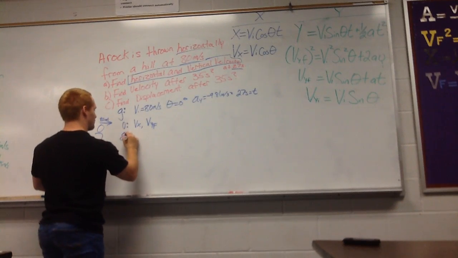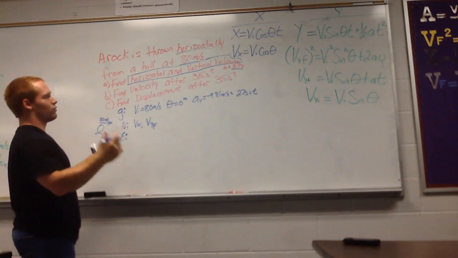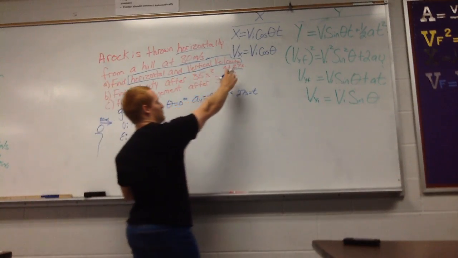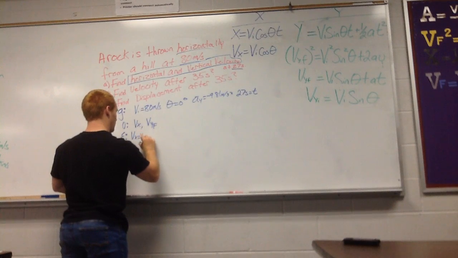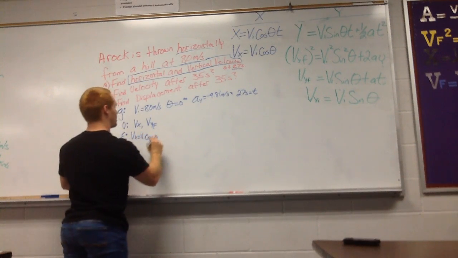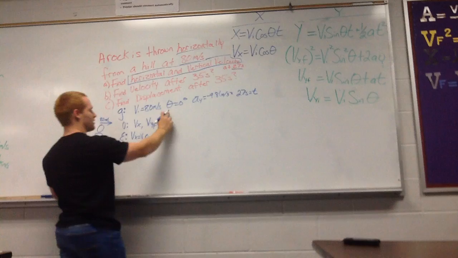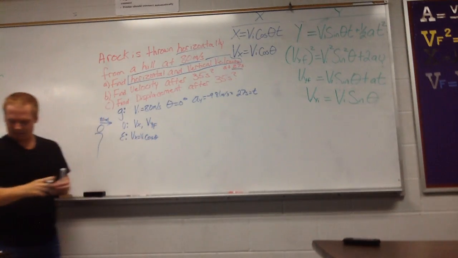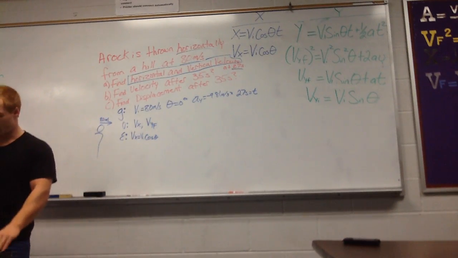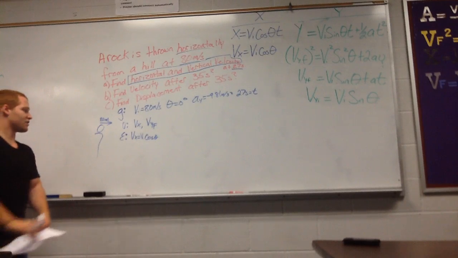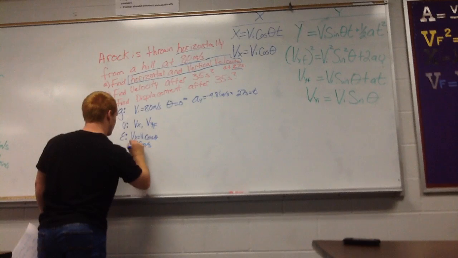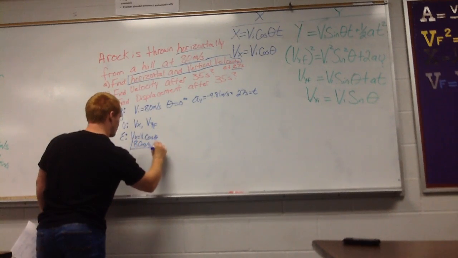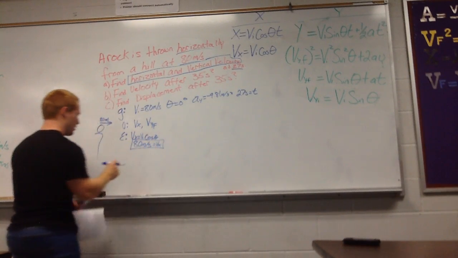For our equation, I'm going to look at the only equation that has Vx in it: Vx equals Vi cosine theta. So we're just going to take that 80 meters per second times cosine of 0 degrees, which if you remember, cosine of 0 is 1. So for Vx, we are just going to get 80 meters per second. So that's one of our answers.